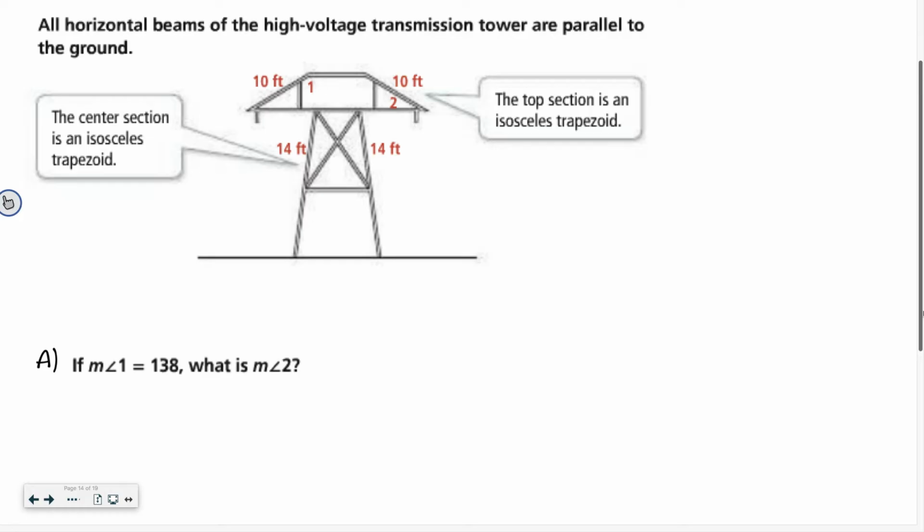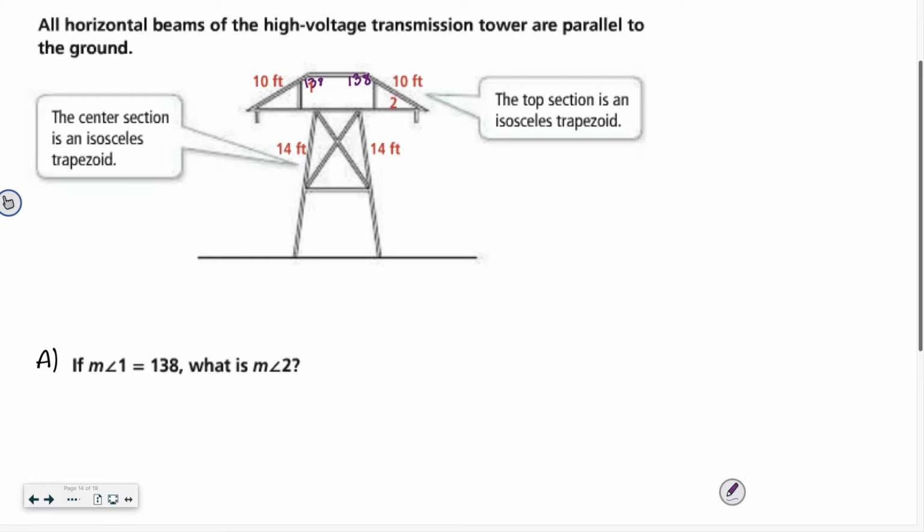And we know that the top trapezoid is isosceles and the middle trapezoid is isosceles. So if we look at letter A, if the measure of angle 1 equals 138, and I want to know the measure of angle 2, how would I find that? Well, if this is 138, that means this is 138.